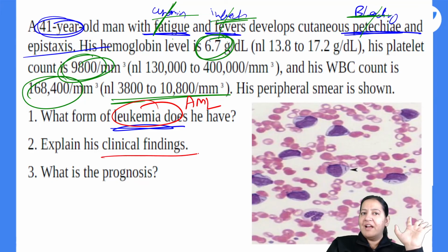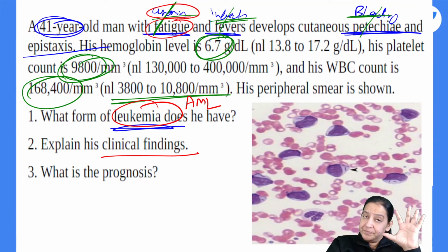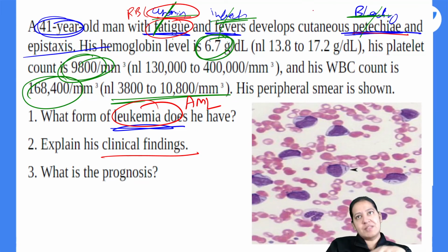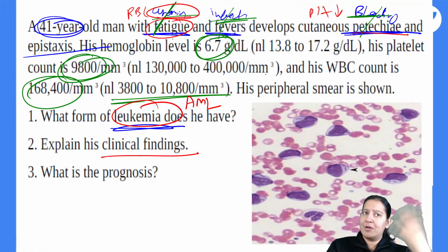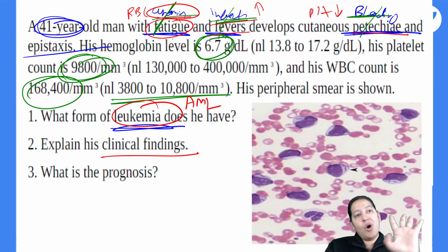Can you explain the clinical findings? Why is the patient having fatigue? Because of anemia, because the myeloblasts are replacing the RBCs. Why petechiae? Because myeloblasts are replacing platelets also, so platelets are low. The patient presents with petechiae and epistaxis because of bleeding. And why fever? Because of infection. WBCs are high, I agree, but they are all blasts and non-functional. You should be able to explain this.